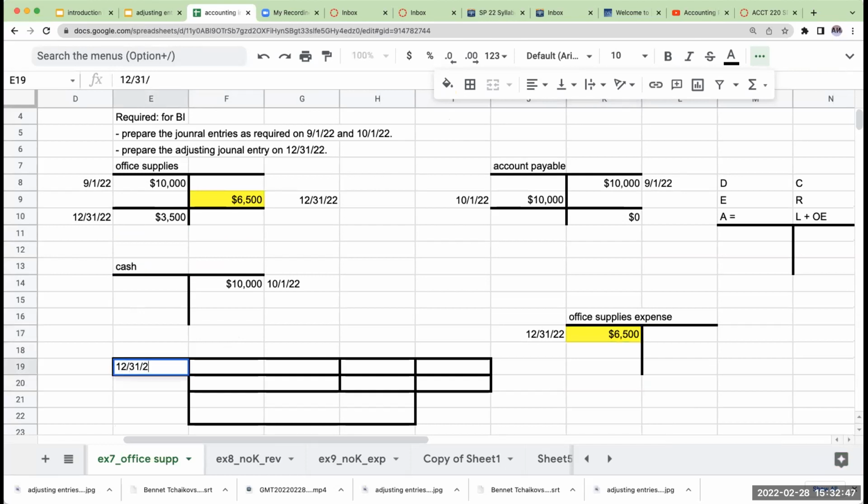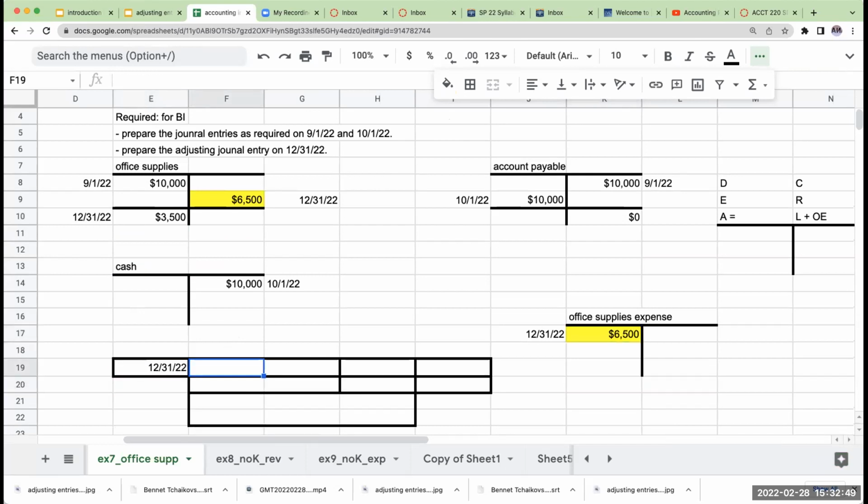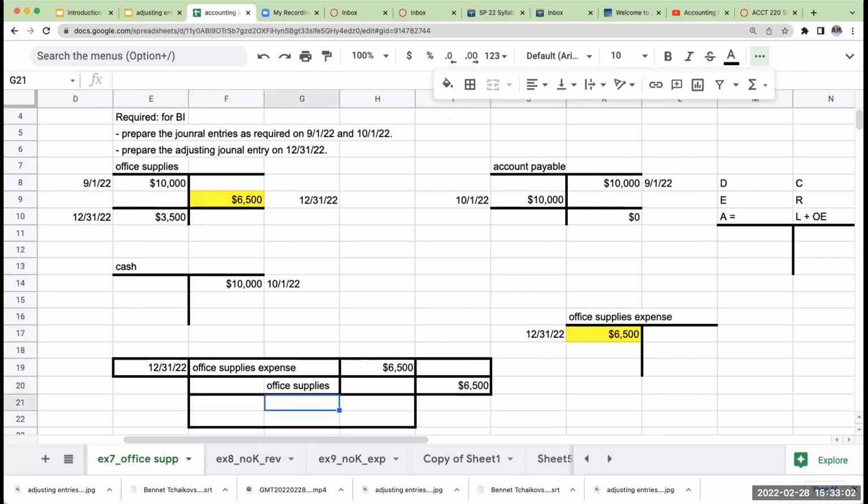So on 12/31/22, I'm always doing my adjusting journal entries at the period end or the month end. So I'm going to debit over here, office supplies expense. Remember, I record expenses with a debit. So I'm going to debit office supplies expense. I'm going to credit office supplies. My assets went down, so I'm showing a decrease in my asset. And this is to record office supplies expense.